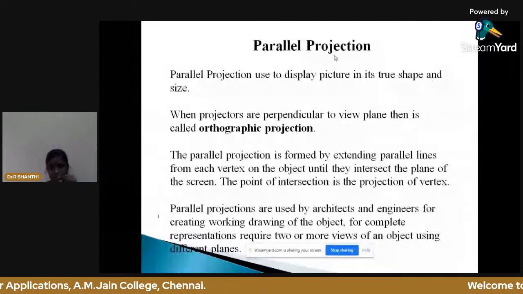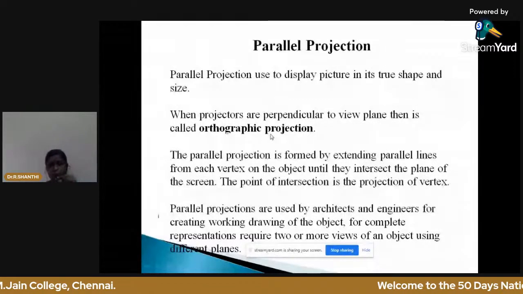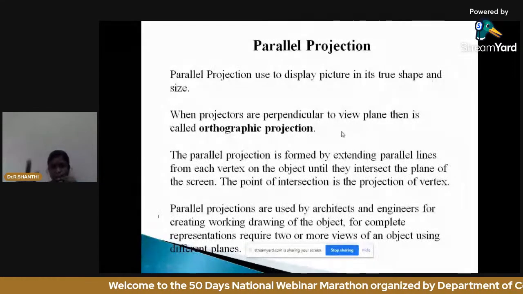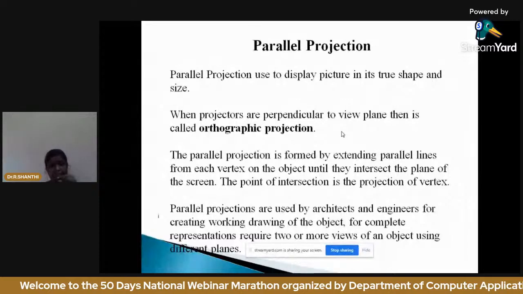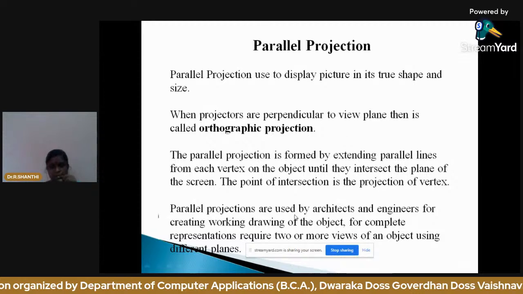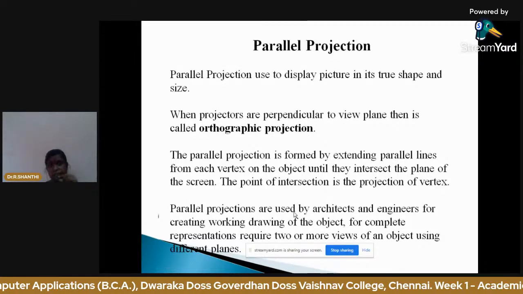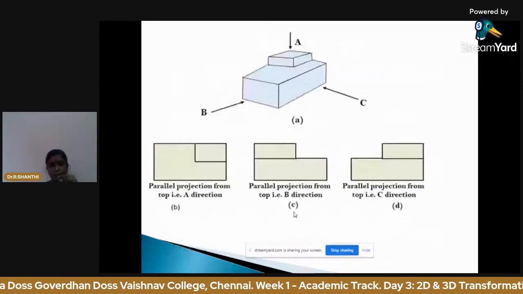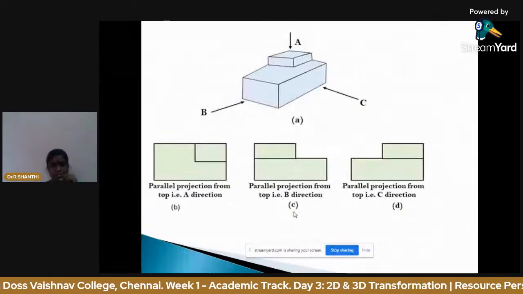One is orthographic. When you go for the orthographic, what do you mean by orthographic? It will be perpendicular. If you have two lines, it will be of 90 degrees, right? Then you call it an orthographic projection. This is mostly used because it will give the exact architecture, so engineers will be making use of these drawings. Complicated drawings will be made using this parallel projection.